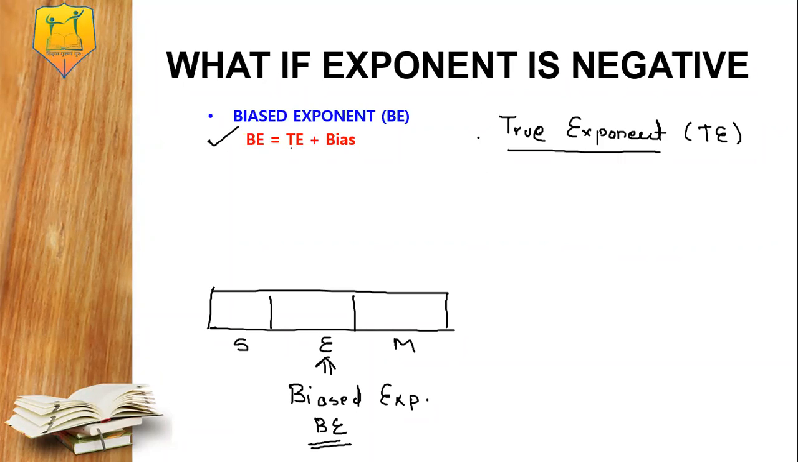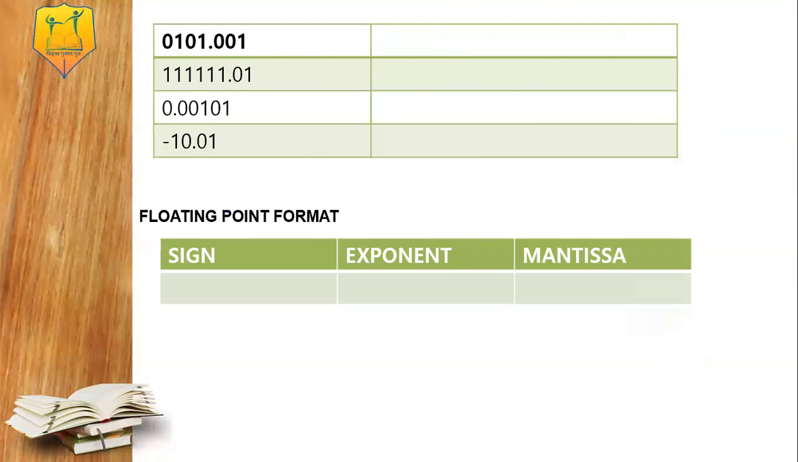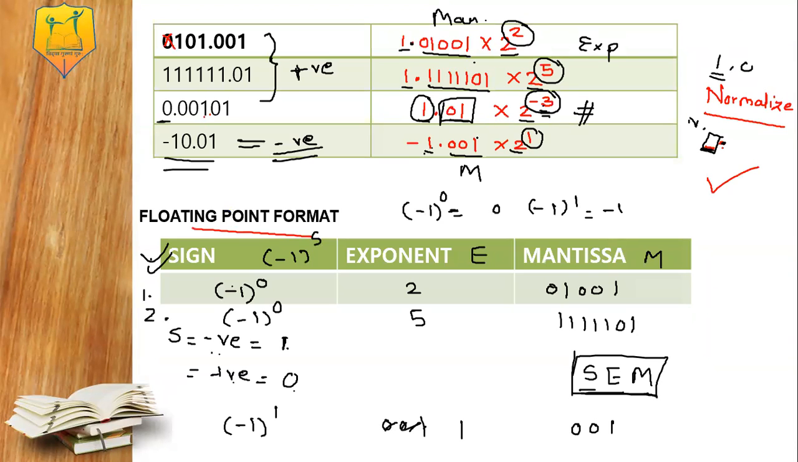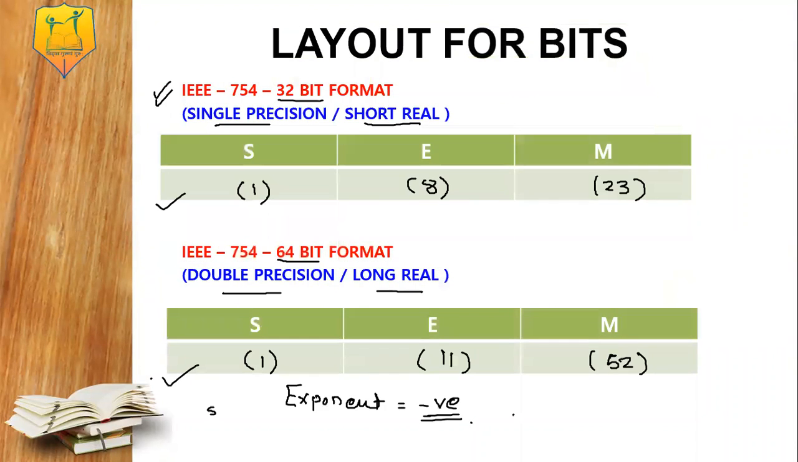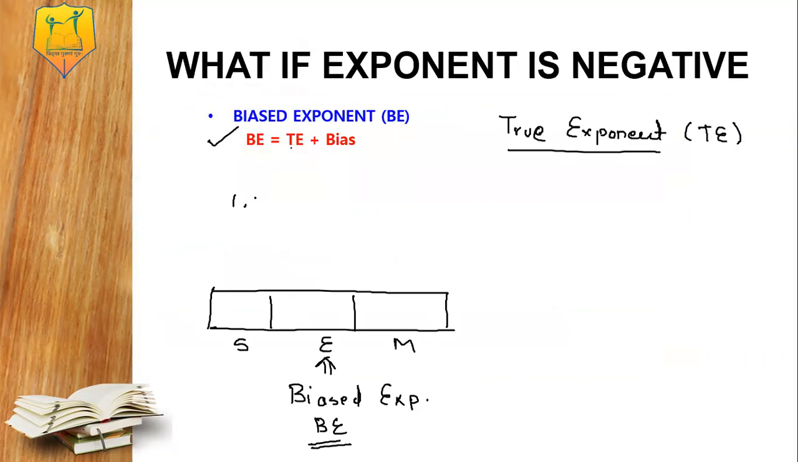Now we can take the previous example which came in negative. That example is 1.01 into 2^-3. Now I have to store this exponent in this form. I got my mantissa, it's 01. I got my sign, obviously it is a positive number, so it's -1 raised to 0, because 1 is for negative numbers.